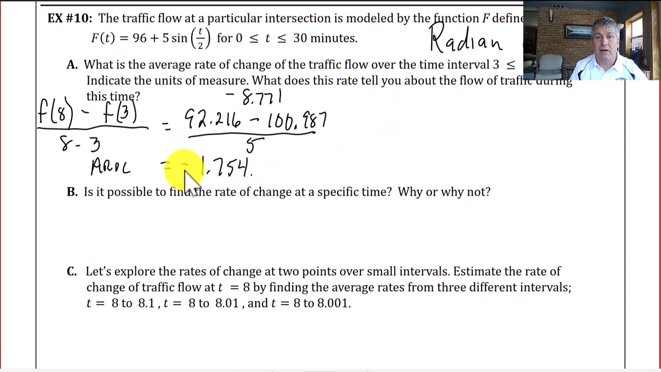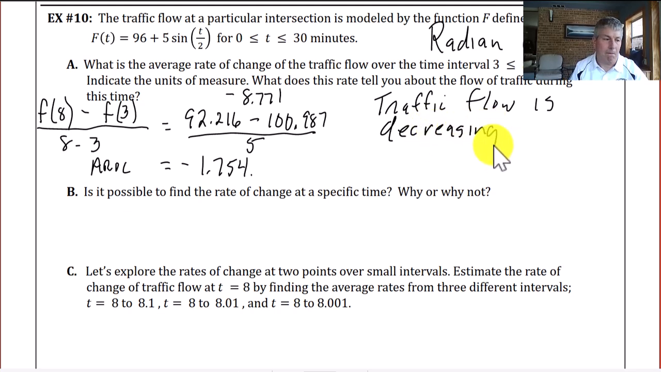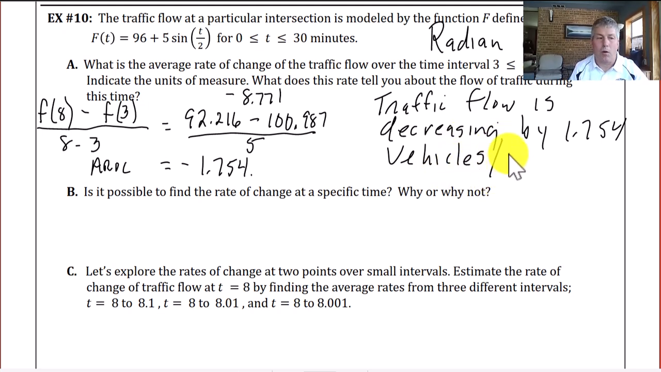So we have a negative rate of change, so traffic flow is decreasing by 1.754 vehicles per minute from 3 to 8 seconds.